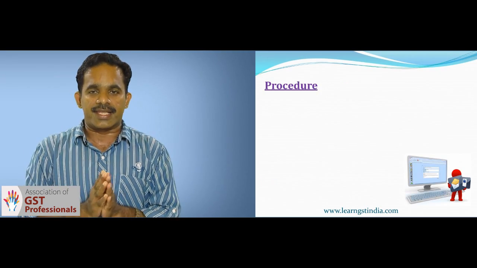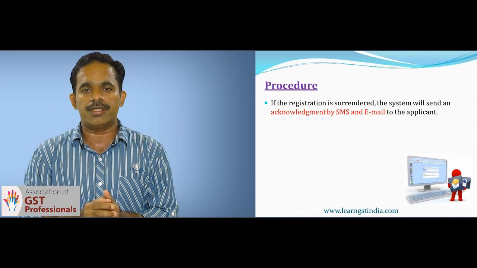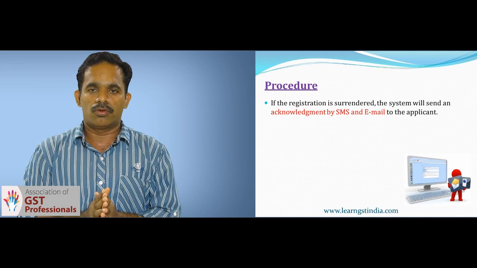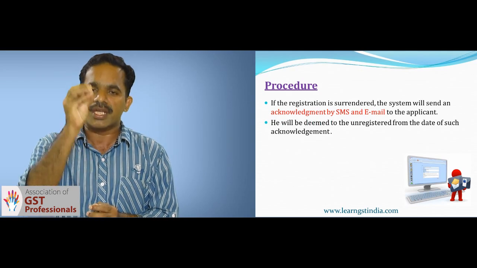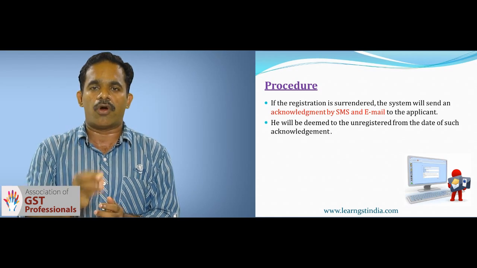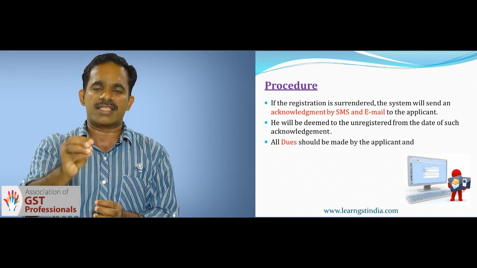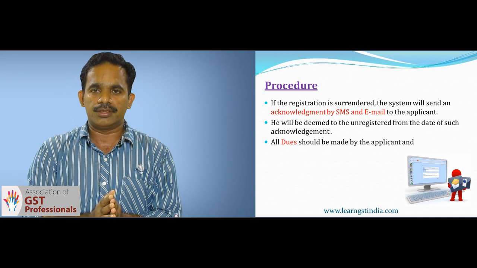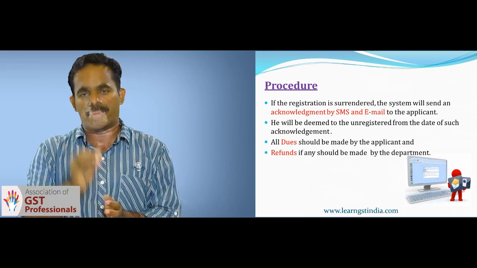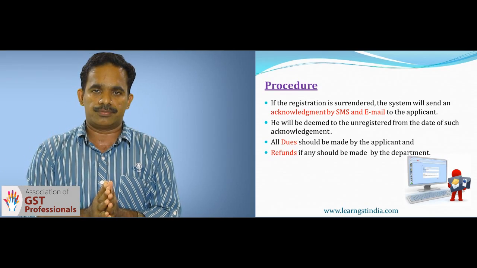In the case of cancellation or surrender, the acknowledgement will be sent to the applicant by email and SMS by the department. On sending the acknowledgement, that date will be deemed to be the date of unregistration. All dues from the taxable person should be paid immediately, and if there is any refund from the tax department to the taxpayer, that should be made by the department.